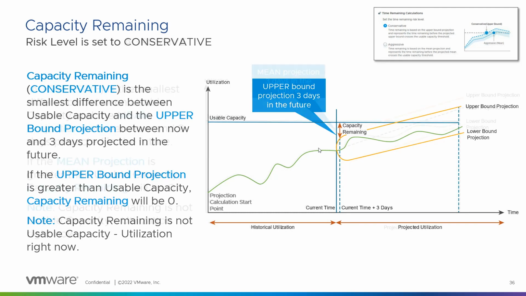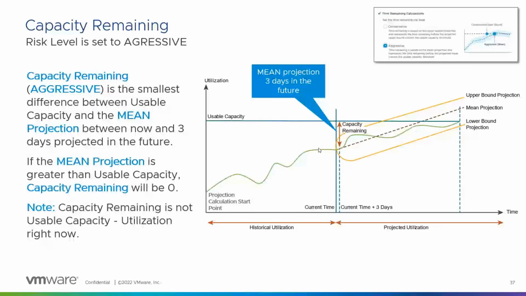So aggressive now looks at the mean between the upper and lower bound projections, and it projects that out 3 days, and the difference between that and my usable capacity line gives me my capacity remaining. So just like with conservative, that is based on that 3 days in the future, but it's based on the mean now instead of the upper bound. So hopefully that makes sense.